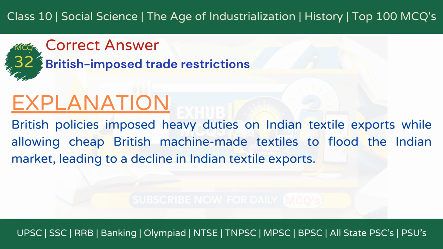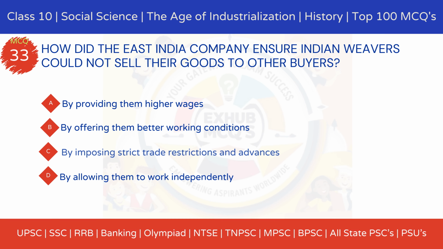The correct answer is option C. British imposed trade restrictions. Explanation: British policies heavily taxed Indian textile exports while allowing British cloth to enter India duty-free, making Indian goods uncompetitive. MCQ 33. How did the East India Company ensure Indian weavers could not sell their goods to other buyers?